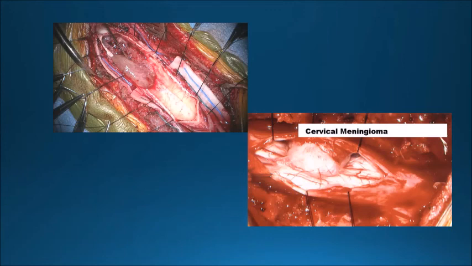So here are a few pictures from the intraoperative excision of spinal tumors. This is a picture from a cervical meningioma where you can see the lesion is completely separated but compressing the spinal cord, and we actually take out these lesions as a whole.